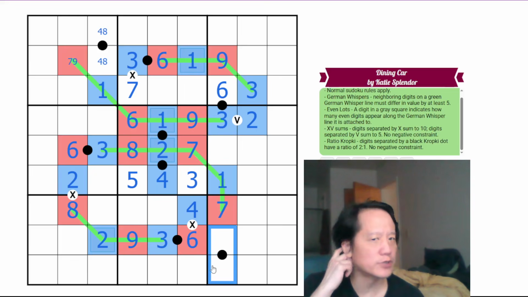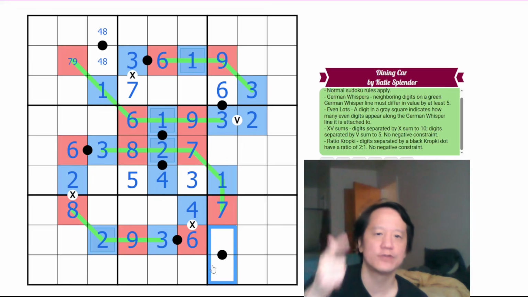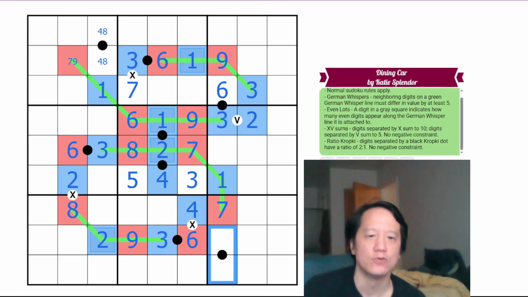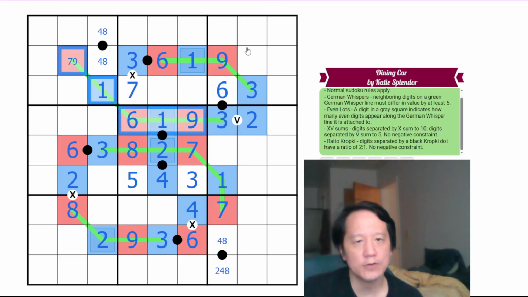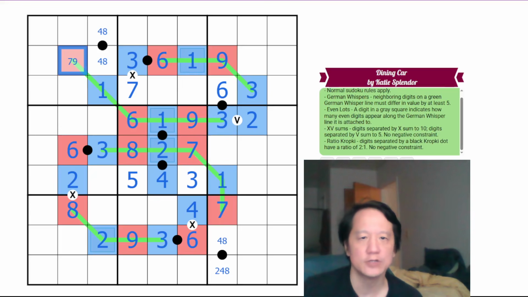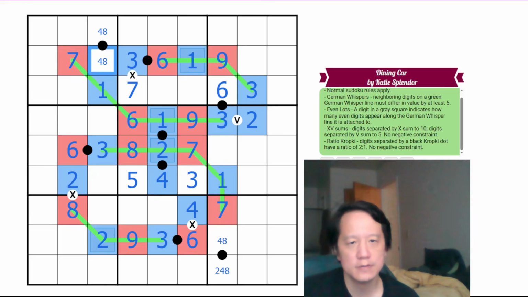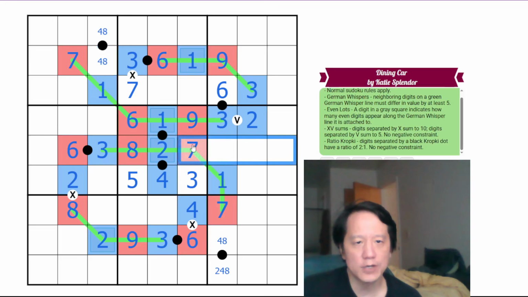1 to 2 ratio here does not have a 1, does not have a 3, so we're guaranteed a 4, and it can be with either 2 or 8. 2 can't be here because of 2 in the row. So 9 eliminates 9 here, so that's 7. And the rest is just normal Sudoku.